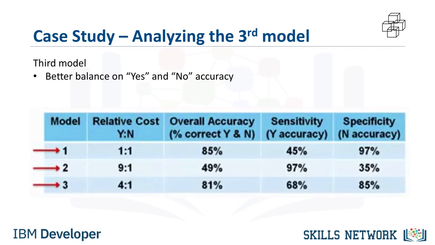For the third model, the relative cost was set at a more reasonable 4-to-1. This time, 68% accuracy was obtained on only yes, called sensitivity by statisticians, and 85% accuracy on the no, called specificity, with an overall accuracy of 81%. This is the best balance that can be obtained with a rather small training set through adjusting the relative cost of misclassified yes and no outcomes parameter.